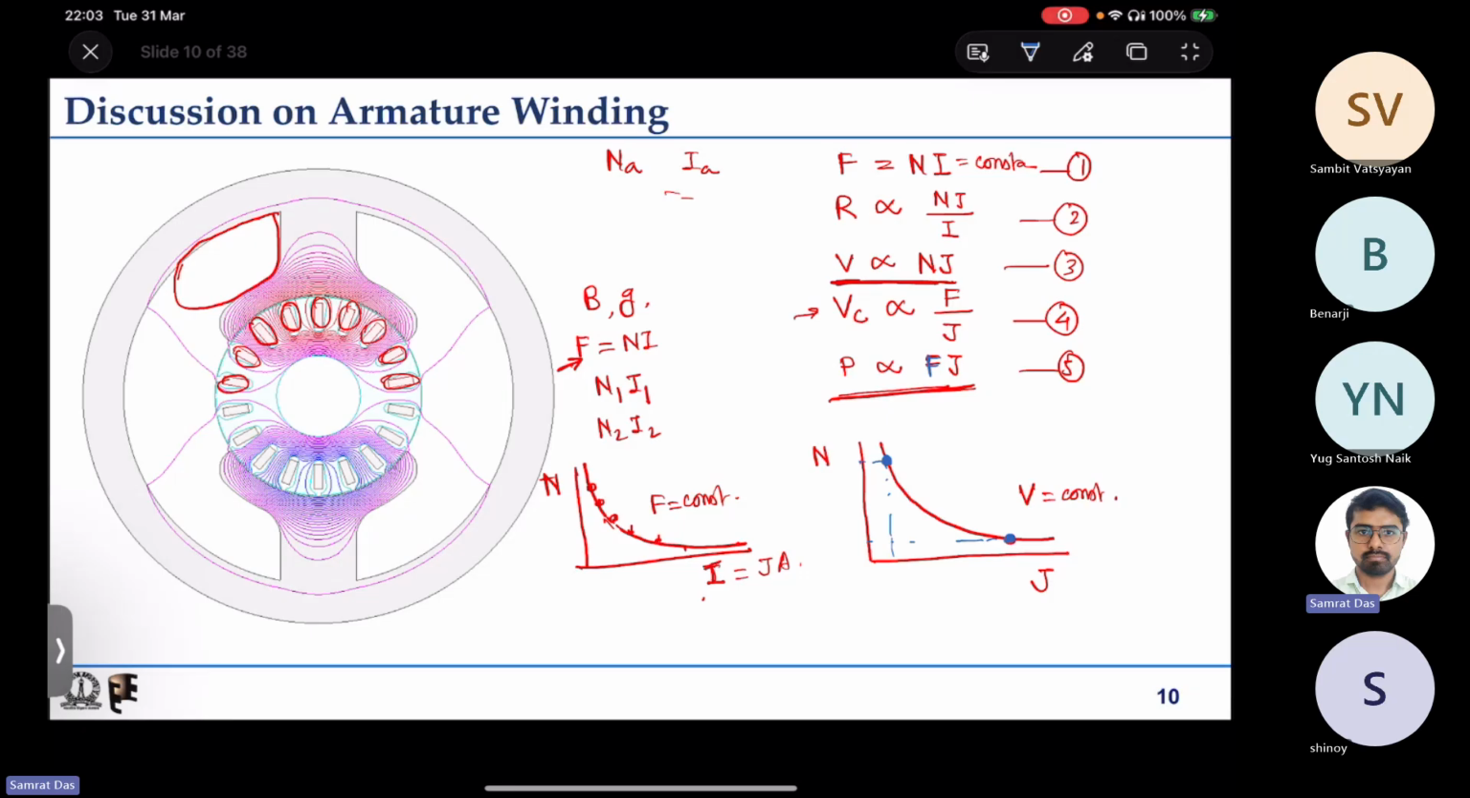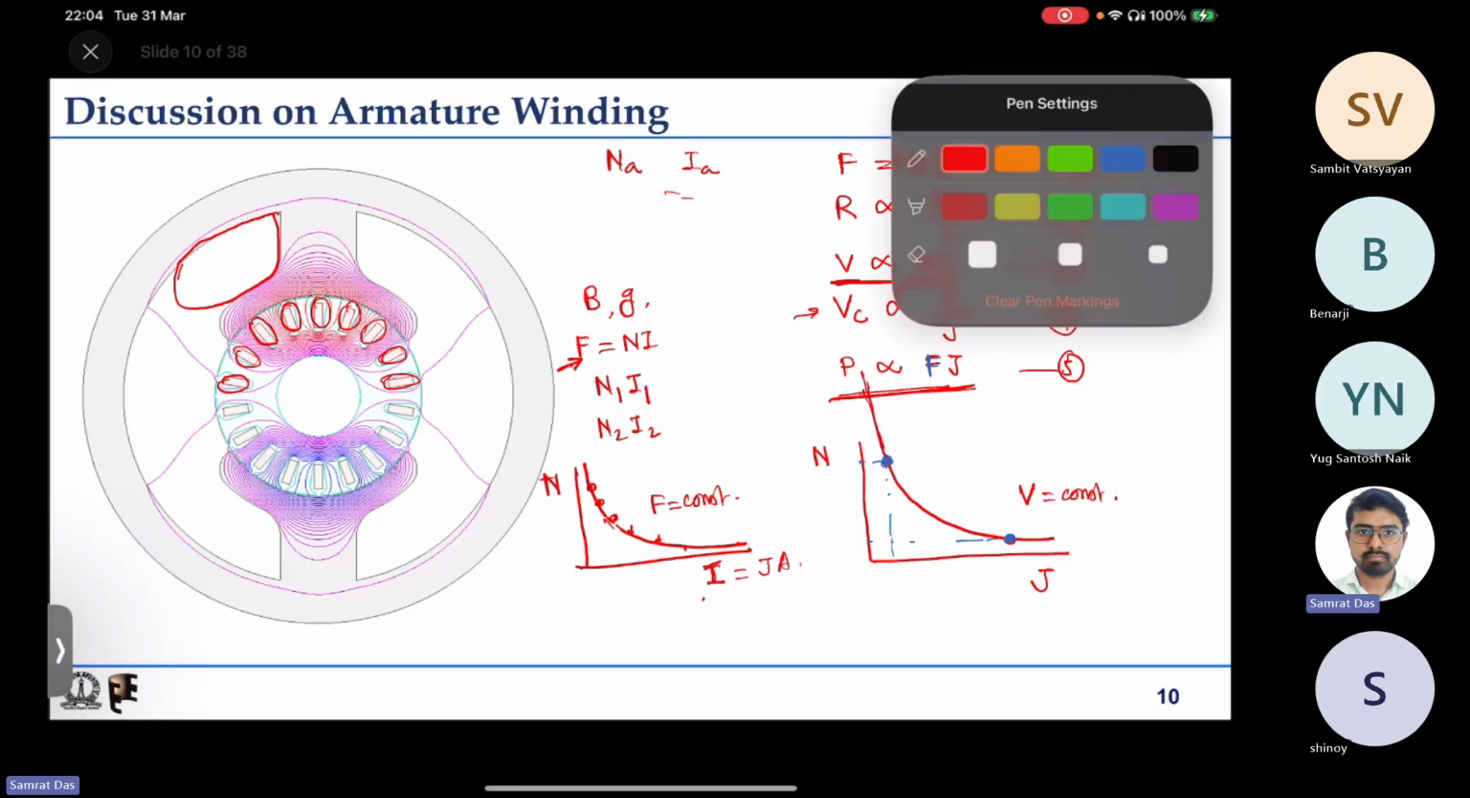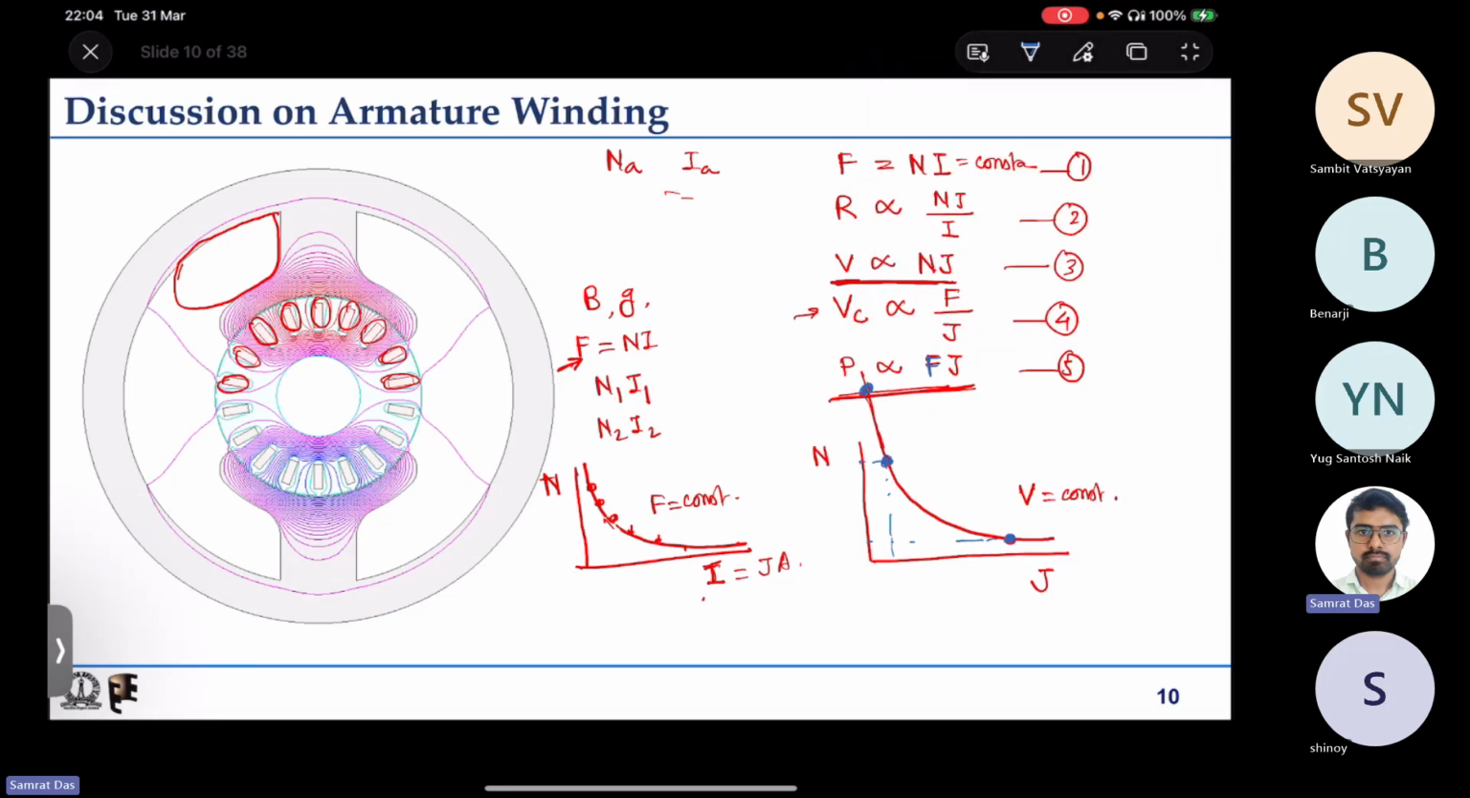So the question is, how low a current density can we go? If we can operate here, why not there? Because that is a hyperbola. Why not operate, say, there? But the volume of the copper also matters.